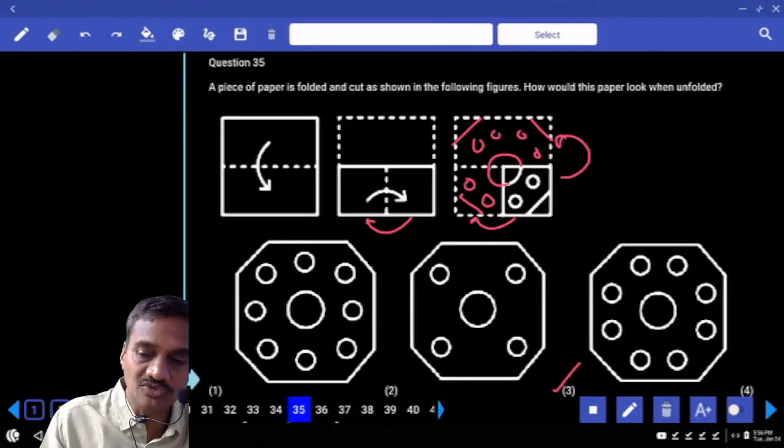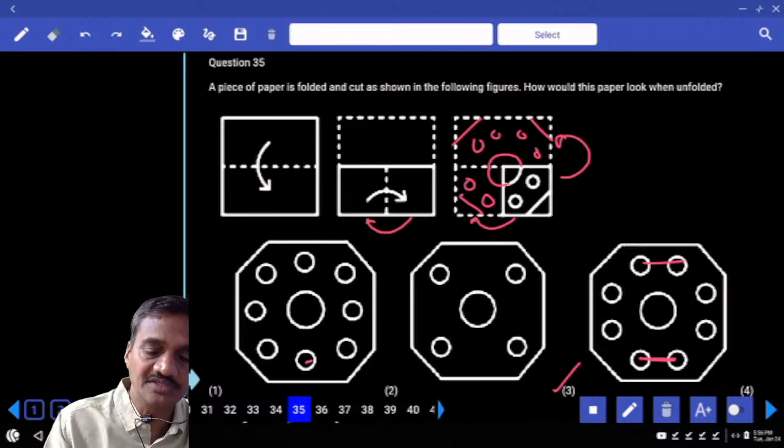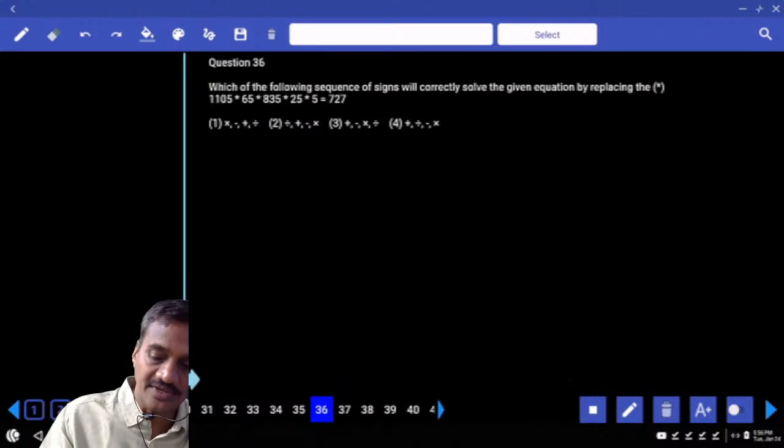Now 1 and 3 almost seem to be the same. But here, these two must be horizontal to each other, whereas here all these are vertical to each other. Hence choice 3, question number 35. Then the 36th one.